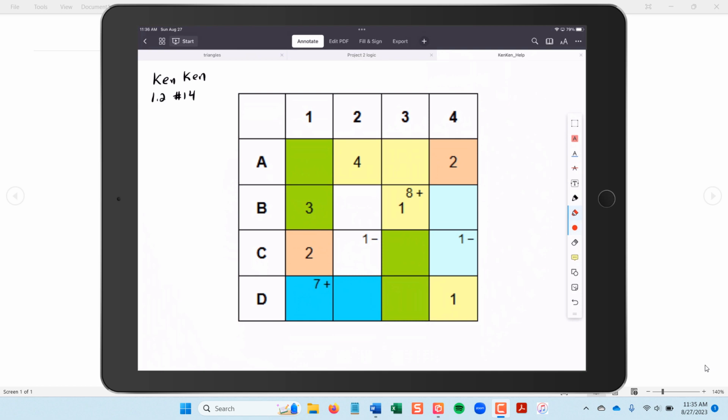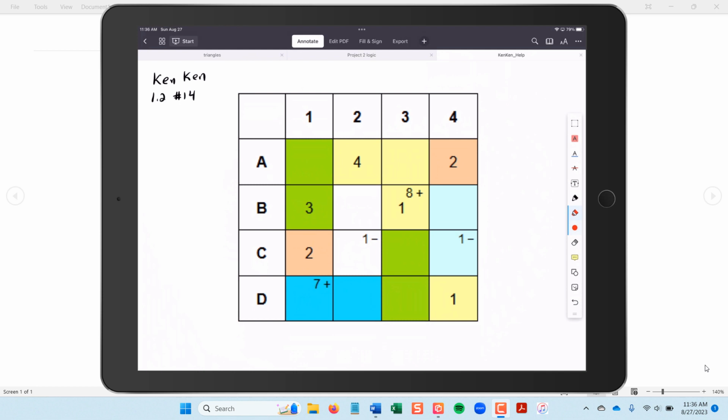A little bit about this, each column and each row has to have each of the numbers from 1 through 4. So we know that's one thing that we can work on with our reasoning. The other is that certain cells are grouped together telling you that they add or subtract to a certain number.